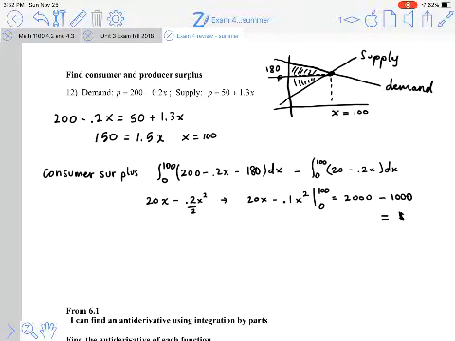So the consumer surplus is $1,000. Now, producer surplus would be the area below this price point of $180 and above the supply function here. So we're still going to find the definite integral from 0 to 100, but now the upper function is the price of 180, and now we subtract supply.